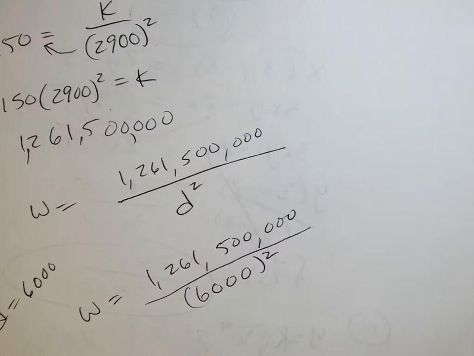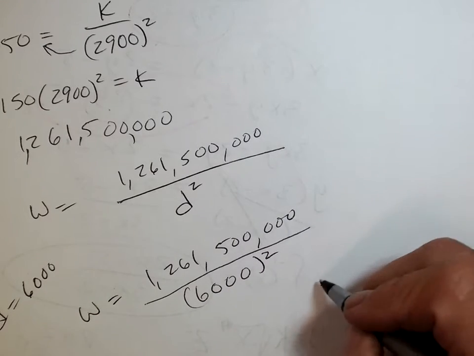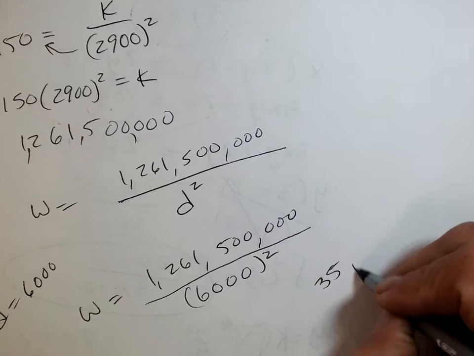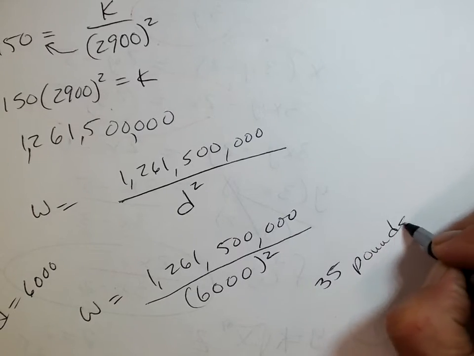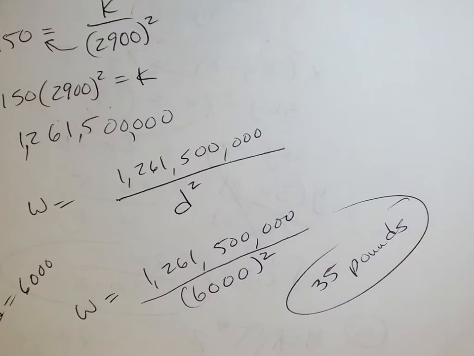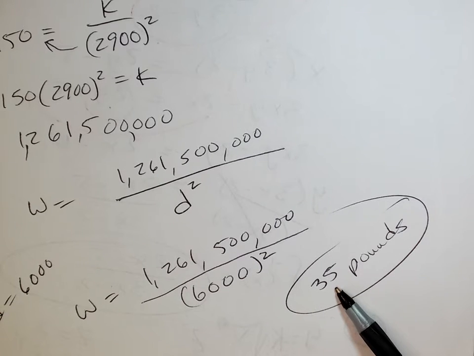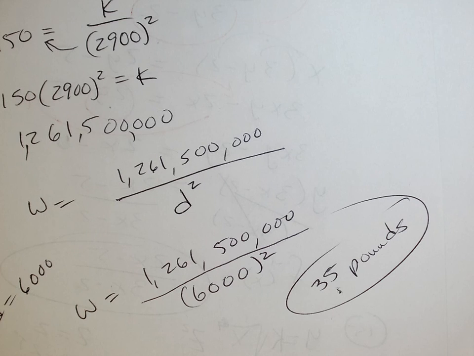Wow, they don't weigh much. They're a long, long way from Earth, aren't they? 35 pounds. You're almost floating in space, right? Because at some point, you're weightless. Does that make sense? This actually makes sense, because we know when we escape Earth's gravitational pull, we start to float. We weigh nothing. Okay, that's all I have.